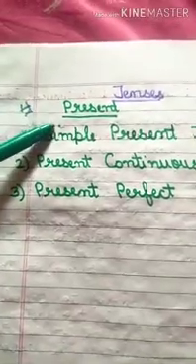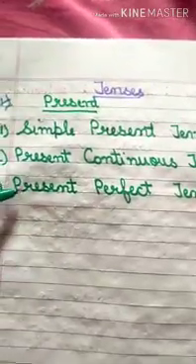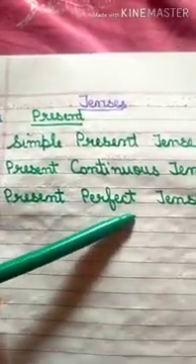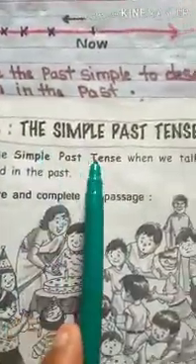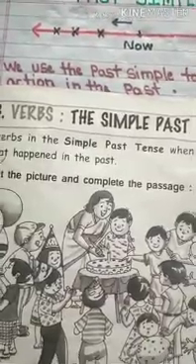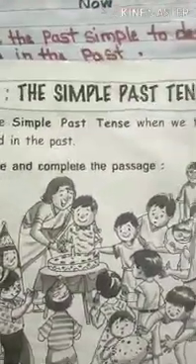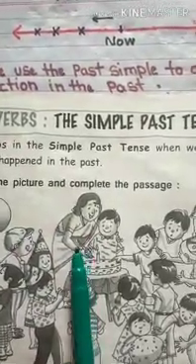In the previous videos we have learnt about simple present tense, present continuous tense, and present perfect tense, and today we will start the simple past tense. So now in this video we will learn how to use the past simple tense.